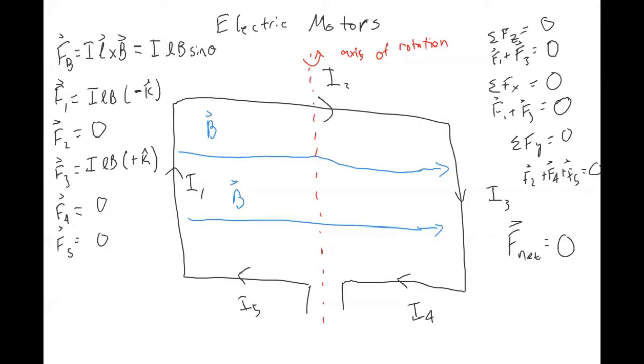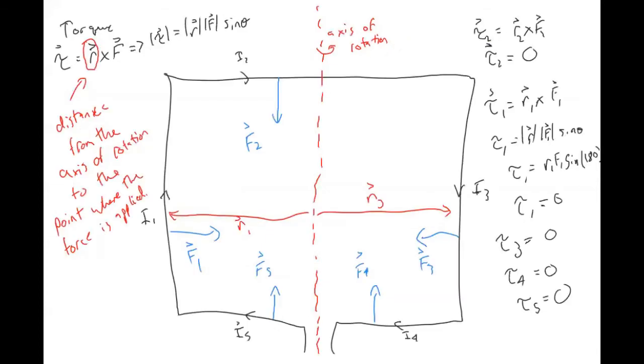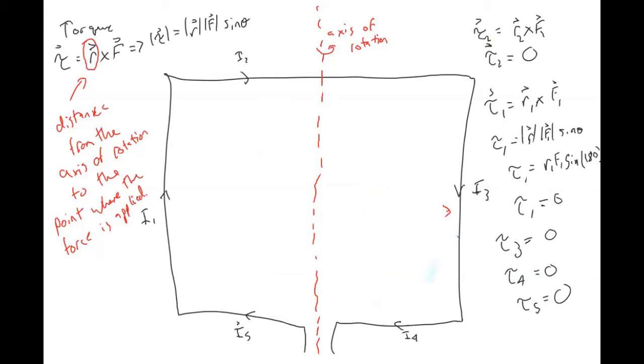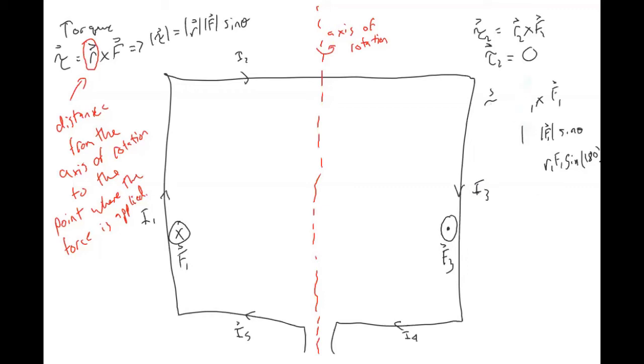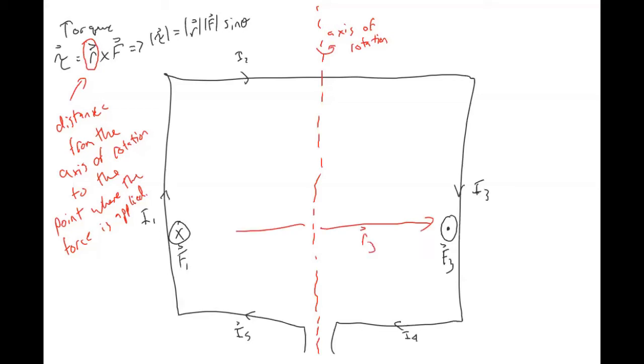So then we'll go back to our torque. Now we have only two forces to worry about. We've got a force that's going into the board over here, force one, and then over here, we have a force that's coming out of the screen, force three. So we'll draw our R vector, which points from the axis of rotation to the force. That would be R3, and this would be R1.